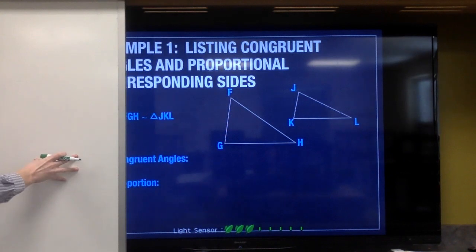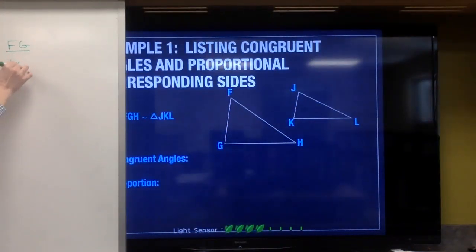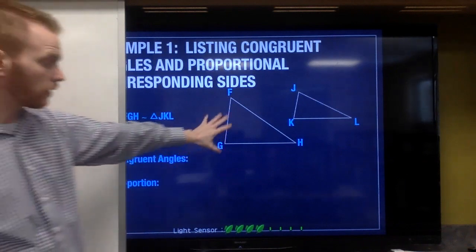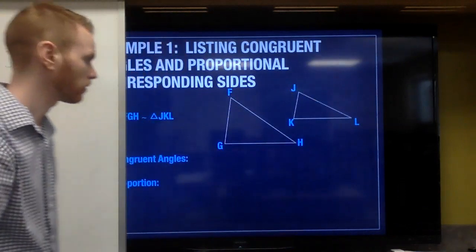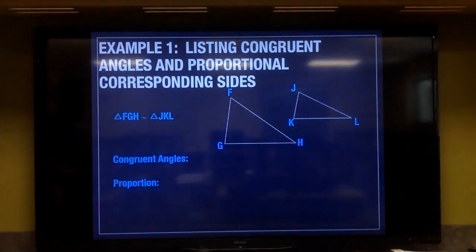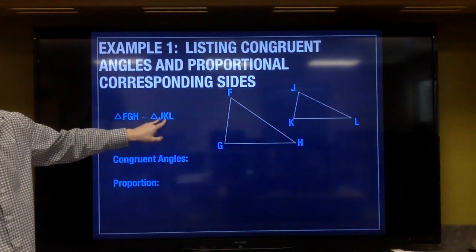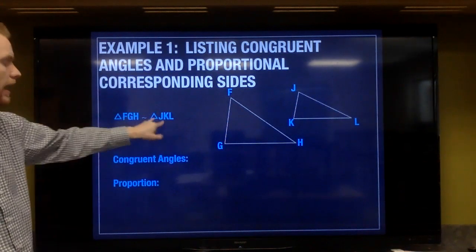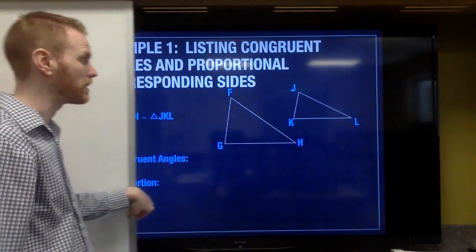So taking a look, I can see that FG would be similar to JK based on its position, right? It looks like I just took this triangle, shrunk it, and I got this guy a little bit, okay? You can also look at it by its statement. See how FG is in the first two positions, JK is in the first two positions? Because of that, I could say that they're similar as well. Just kind of relating back to linear congruency.